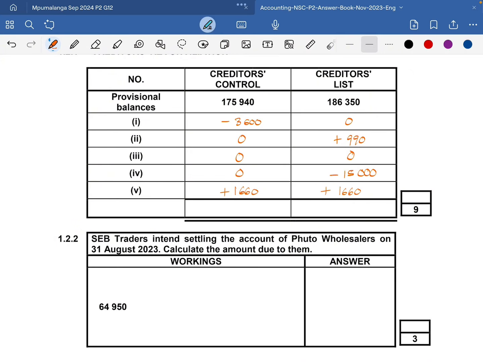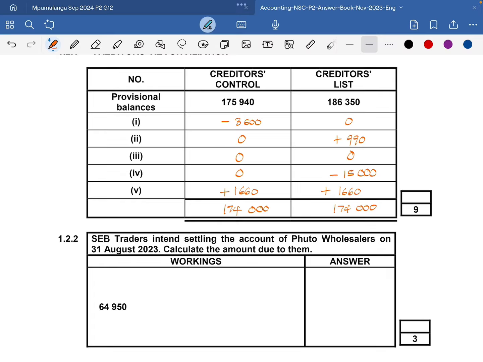So that's 175,940 minus 3,600 plus 1,660, and then that's 174,000. And then on the other hand, 186,350 plus 990 minus 15,000 plus 1,660. So that's 174,000.